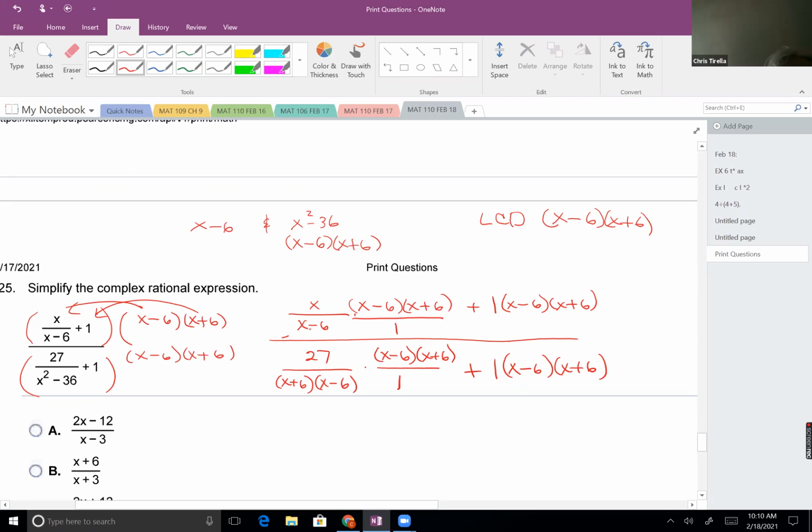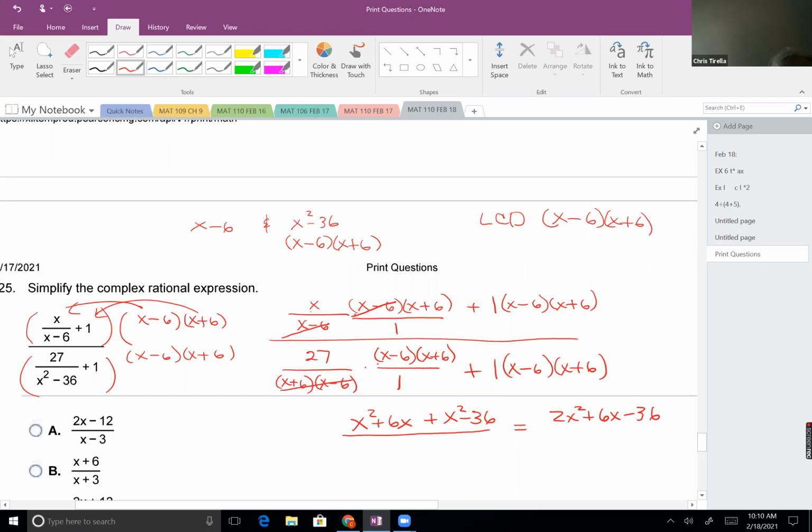Here, in the numerator, the x minus 6's cancel. So I'm left with x times x plus 6, so that's x squared plus 6x. And here, that would be x squared minus 36. So that numerator is 2x squared plus 6x minus 36.